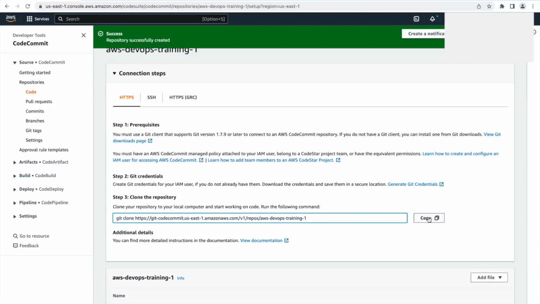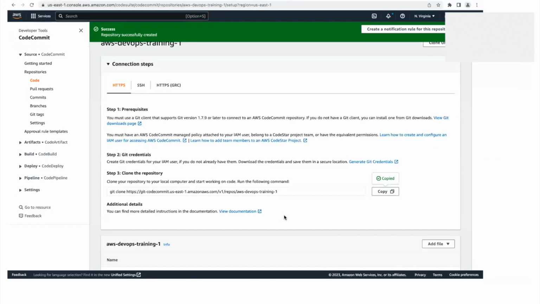Then you can copy this and go to your command prompt. Of course, you need to install Git. I'll not tell you how to install Git. If it is a Windows system, you can download Git for Windows. If you are on Linux, okay, I think I'm not sharing my terminal, right? Can you see my terminal or no? No. Okay, because I'm sharing only the window.